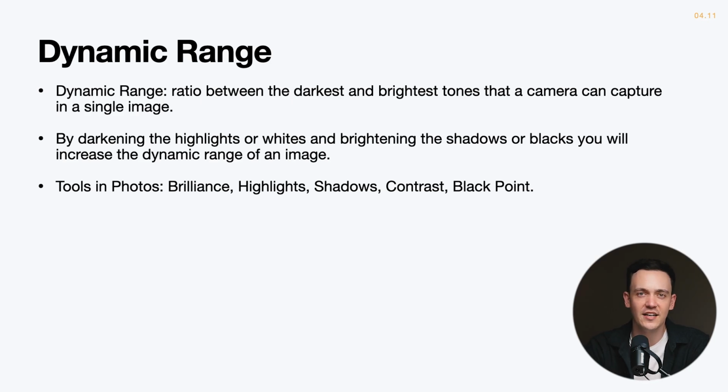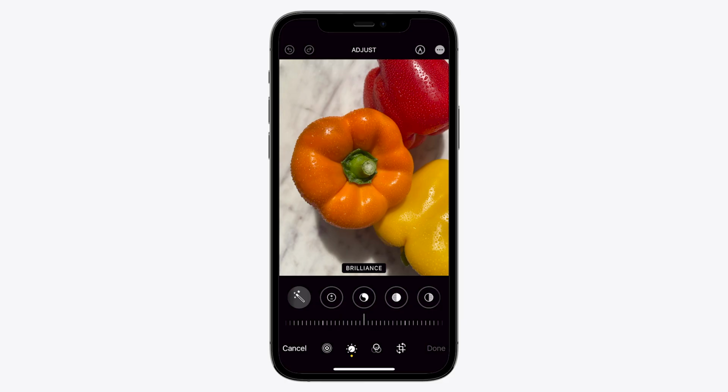The tools in Photos that can affect dynamic range are brilliance, highlights, shadows, contrast, and black point. The brilliance tool is actually a tool that is attempting to do this process of darkening highlights and brightening shadows. By increasing your brilliance, you're going to increase that perceived dynamic range. By decreasing your brilliance, you're going to decrease that perceived dynamic range and introduce a little bit more contrast into your image.